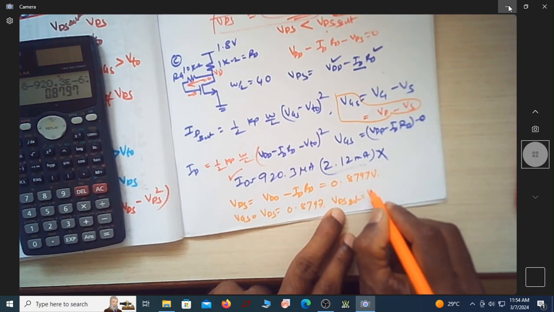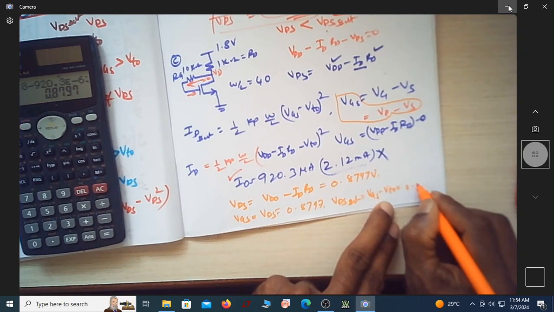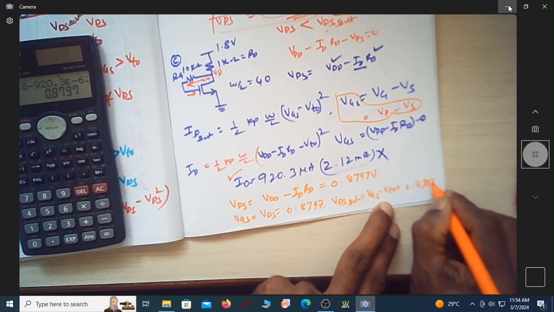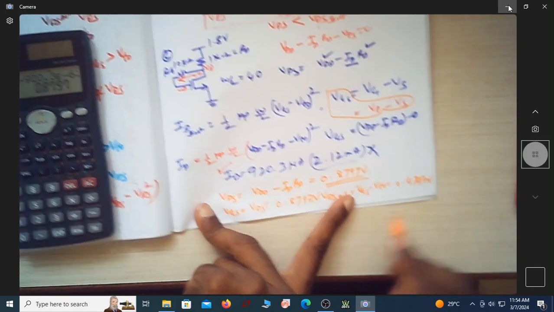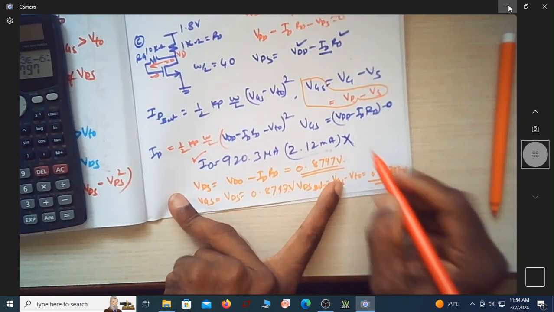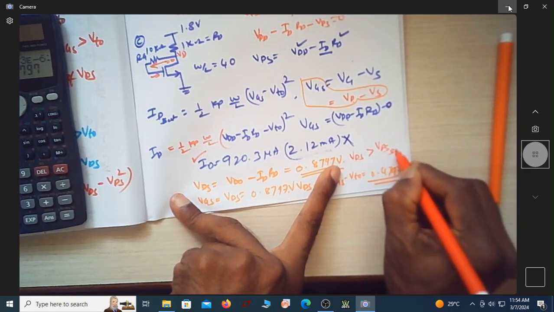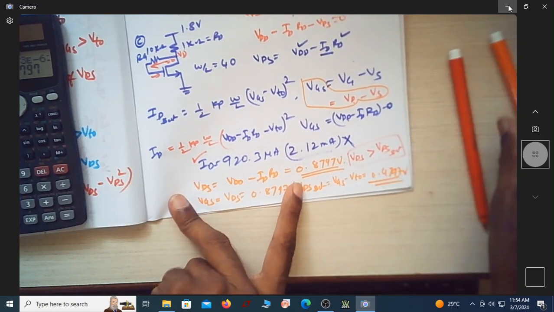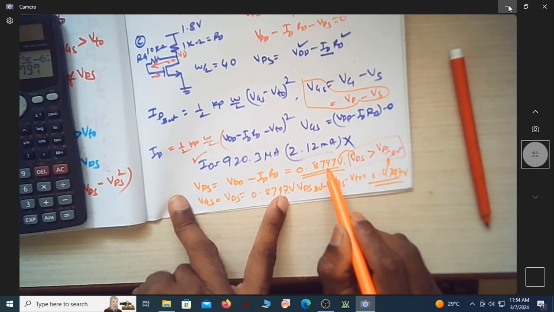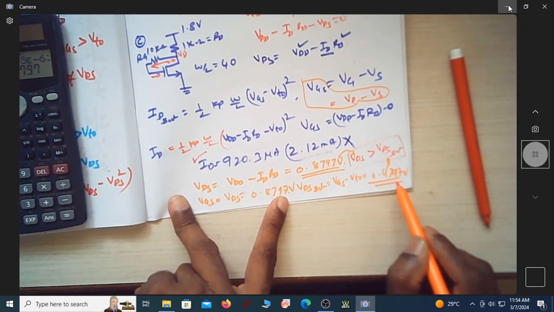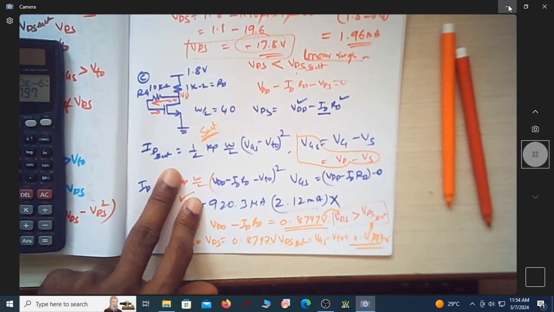Is it not VGS minus VTO, which is 0.4797 volts? See now, VDS is this, VDS sat is this. So is VDS greater than VDS sat? 0.8797 is more than 0.4797. So the MOSFET is in saturation region.